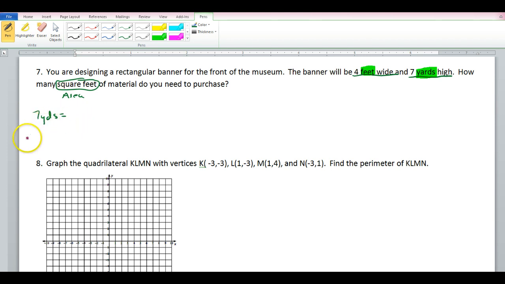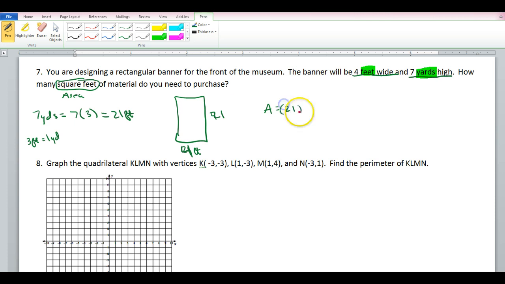Well, if you remember, 3 feet is equal to 1 yard. So if I take the number of yards I have and multiply it by the number of feet in each yard, I would get 21 feet. So right away, I know I have this rectangular banner that is 21 feet by, what is it, 4 feet? Ooh, that's not to scale. So we'll change this to 4. We'll change this to 21. And now the area of this would be 21 times 4, which would be 84 feet squared.